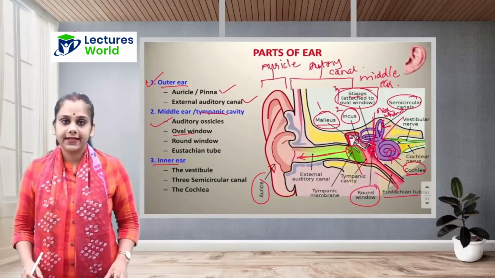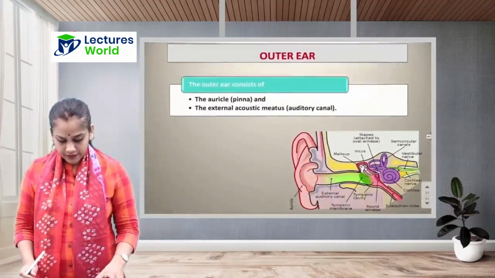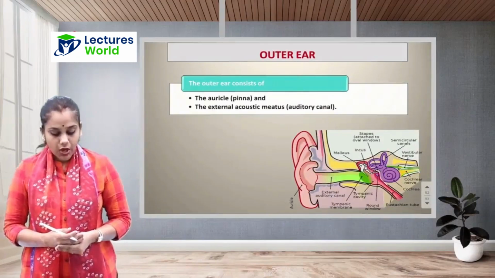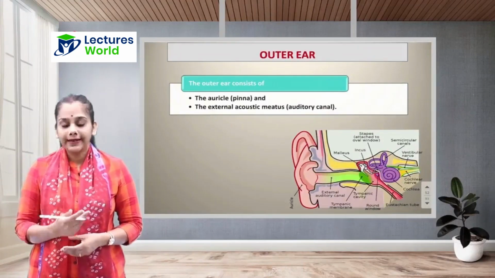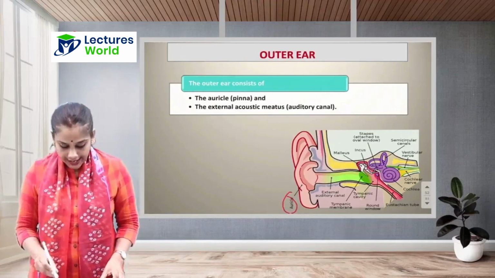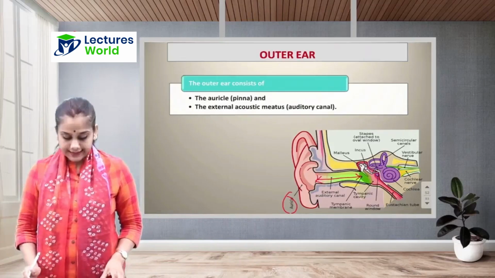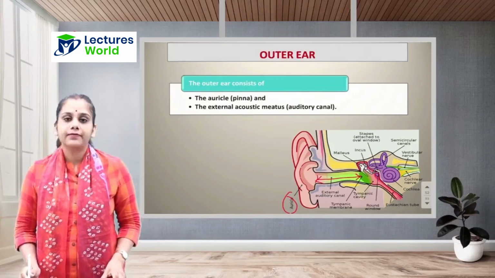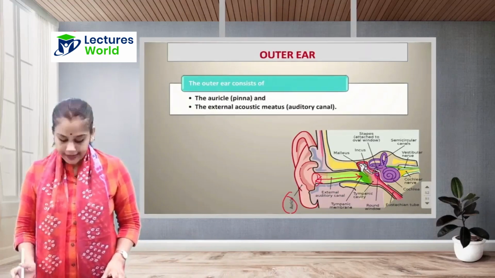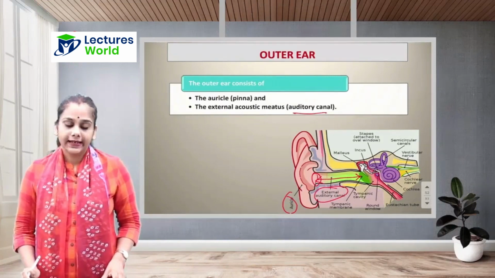Now we will see in detail about these organs. So let us see about the outer ear. The outer ear consists of two parts: the auricle, or pinna, and the external auditory canal, or external acoustic meatus. See, this is the external acoustic meatus, or auditory canal.